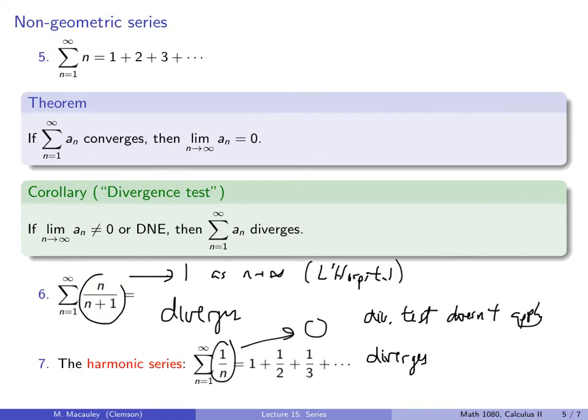And that's something that you should just know, that this series diverges, but it is in no way obvious why this diverges, and it does not at all follow from the divergence test.